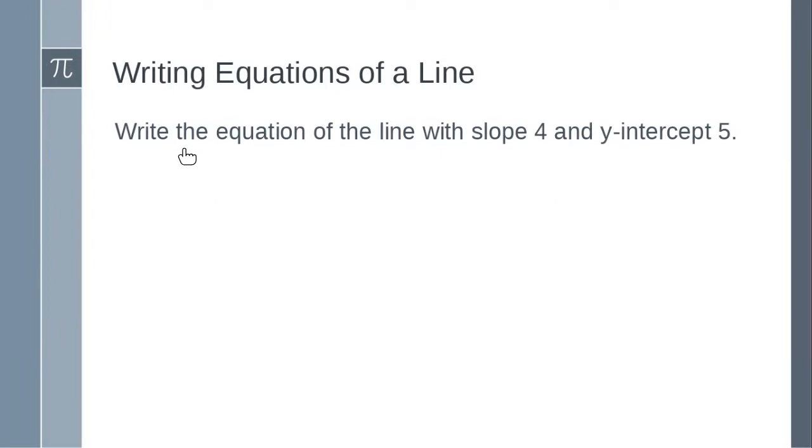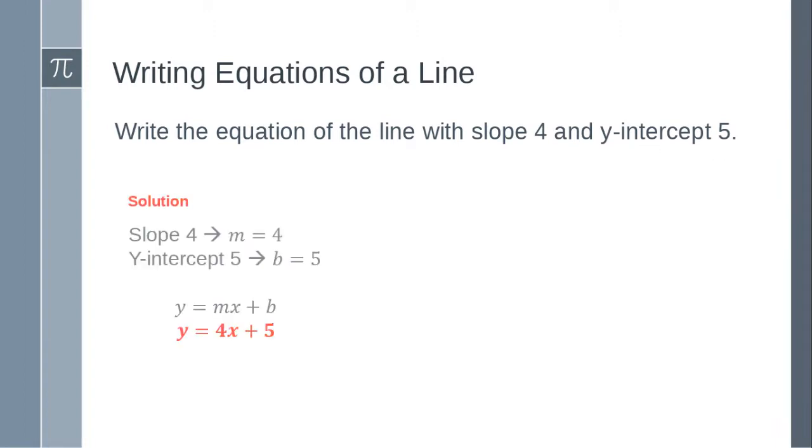So here it says, write the equation of a line with slope 4 and the y-intercept 5. Okay, so here they tell us that the slope is 4. So I can say that m is equal to 4. And they tell me that the y-intercept is 5. So that's going to be b is equal to 5.